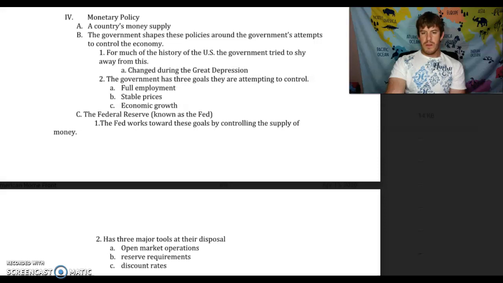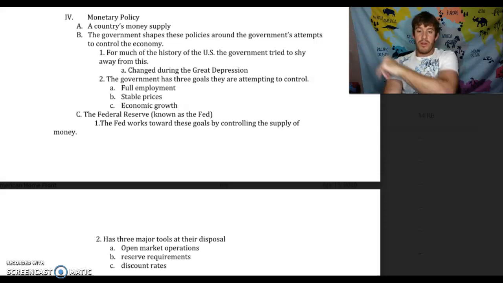And then they also are trying to create stable prices. So they don't want prices to fluctuate up and down, up and down. So they want to keep those fairly stable, and that will help keep the economy as a whole stable. And then finally, economic growth, guys. They do want to see economic growth, but they don't want a sharp spike because usually if you have a sharp spike, you have a sharp downturn as well. So they want to see a nice steady growth over time is really what they're pushing for.